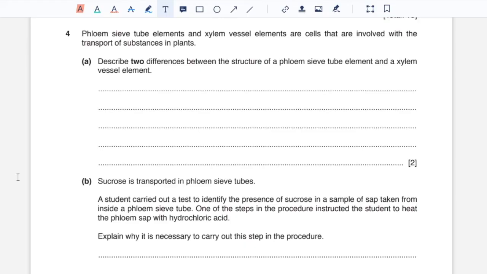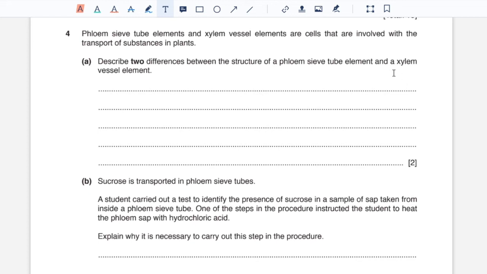Four. Phloem sieve tube elements and xylem vessel elements are cells that are involved in the transport of substances in plants. A. Describe two differences between the structure of a plant phloem sieve tube element and a xylem vessel. So phloem sieve tube is adapted to transport assimilates, whereas xylem has structures that support the transport of mineral ions dissolved in water.